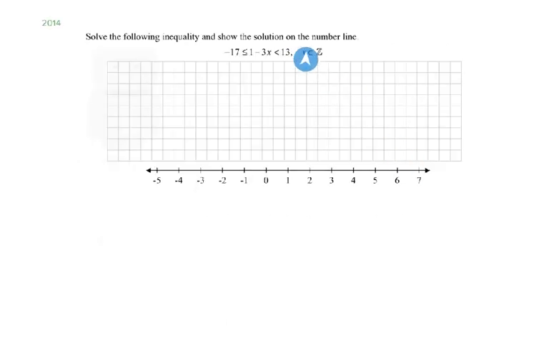Sometimes inequalities are combined and there are 2 inequalities. So there's an inequality on the left hand here. Minus 17 is less than or equal to 1 minus 3x. And then there's one on the right hand side where 1 minus 3x is less than 13. So what we can do is we can solve this all in one go. What I'm going to do is I'm going to get rid of this 1 first. I'm going to do the same as I do with an ordinary equation. I try to get the x on its own. So I'm going to subtract 1 from both sides. This one here I'm going to subtract from both sides. So I'm going to get minus 18 is less than or equal to minus 3x. And that's less than, 13 minus 1 is 12.